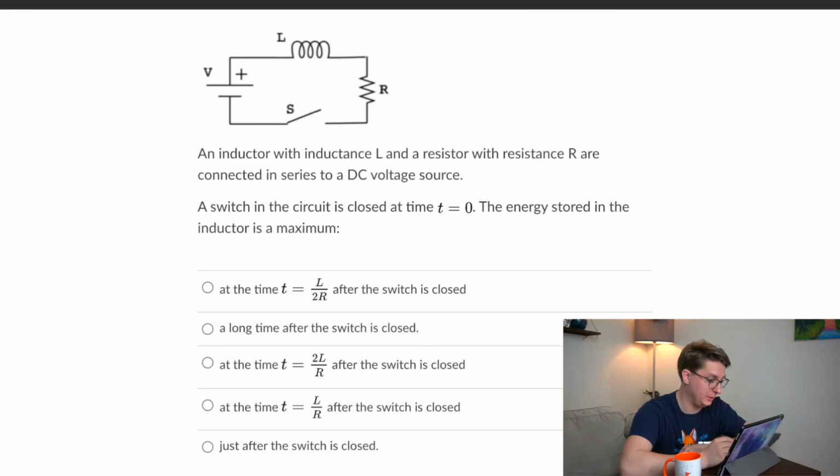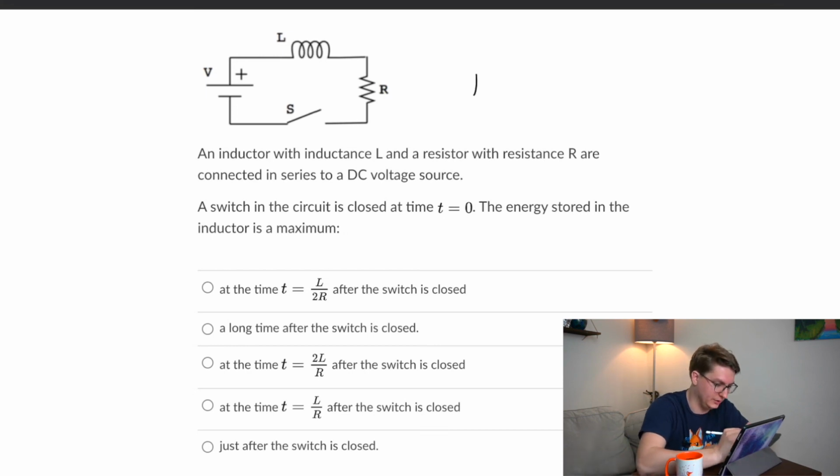Okay, we have an inductor with inductance L and a resistor with resistance R connected in series to a DC voltage source. The switch in this circuit is closed at time t equals 0. The energy stored in the inductor is at a maximum at which of these different times? So recall that an inductor hates change. So the question is, when is the energy stored in the inductor a maximum?